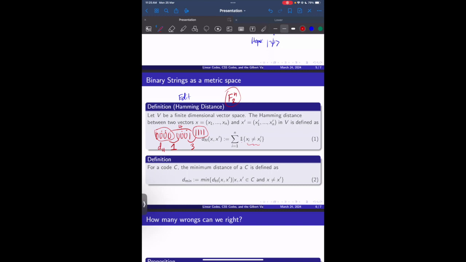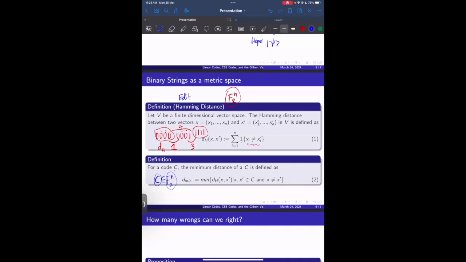Now, it's useful to define the idea of a minimum distance of the code. So what does this mean? Basically the minimum distance is you take this Hamming distance and use it to compare pairwise between each of the words in the code. Your code is a subset of all these bit strings. So you look at this set of bit strings inside the code, then you compare the distance between each of them, and you take the smallest possible one.